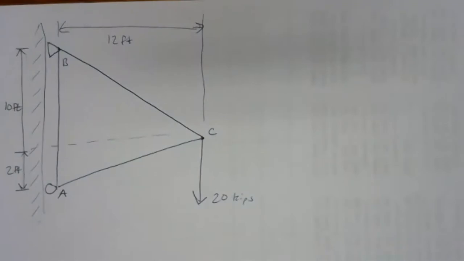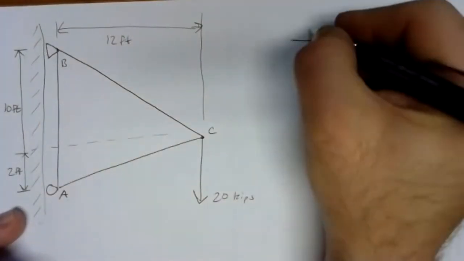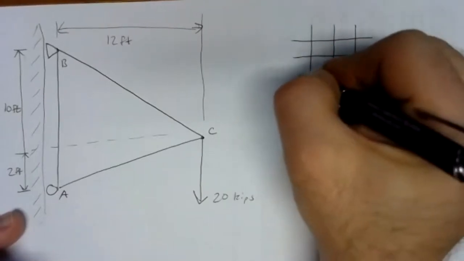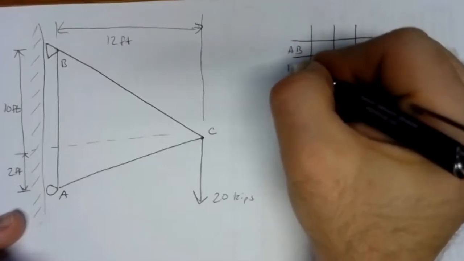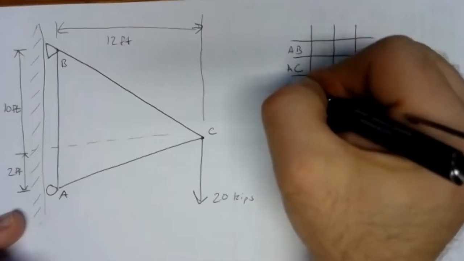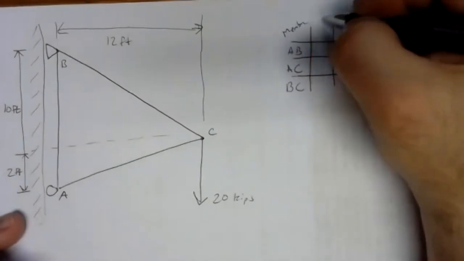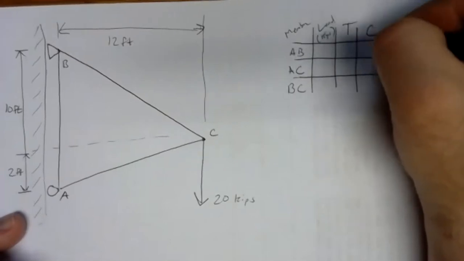So we have a 3-joint, 3-member truss. And we want to find out everything there is to know about it. So in the end, we should have a table filled out with 3 rows, one for member AB, one for member AC, and one for member BC. Loads are in kips, and tension or compression.